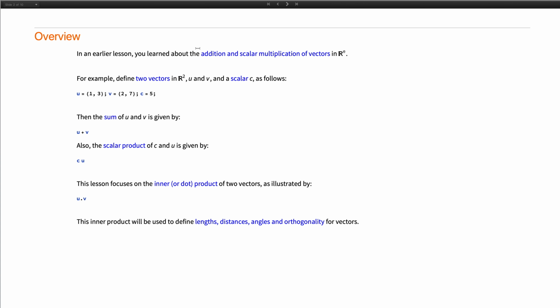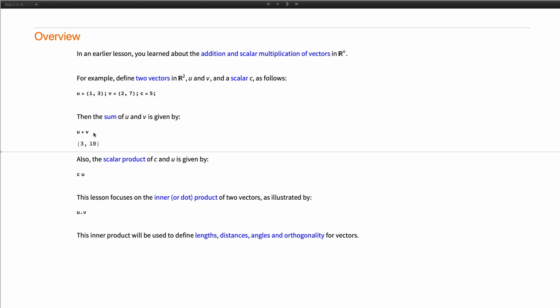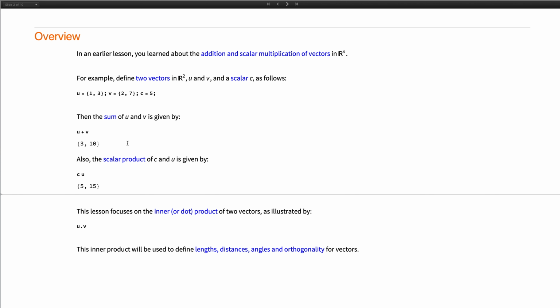So in an earlier lesson, we had talked about the addition and scalar multiplication of vectors in n-dimensional space. For example, over here you have two vectors u and v. Each is a list of length 2, and c is a scalar, equal to 5. Now, if you want to add u and v, you can just do u plus v. To do that, you simply add the components. So 1 plus 2 is 3, and then 3 plus 7 is 10. And if you want to do c times u, then just do c times u over here, and you simply multiply each component of u by the number 5.